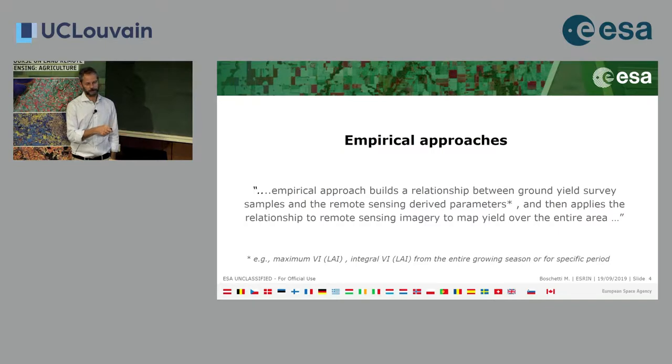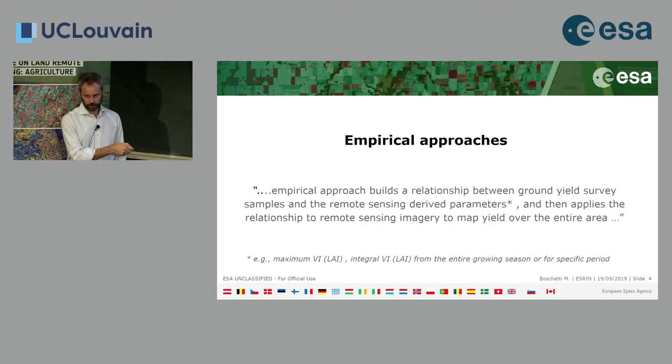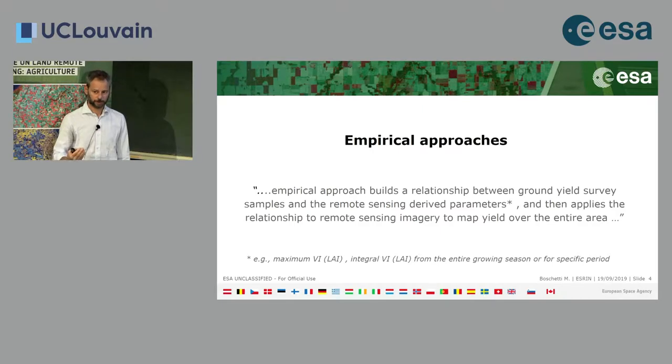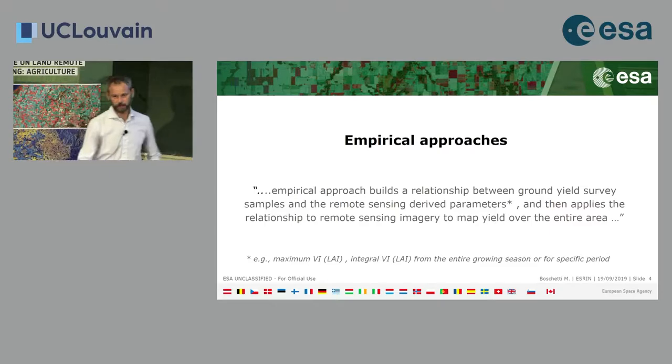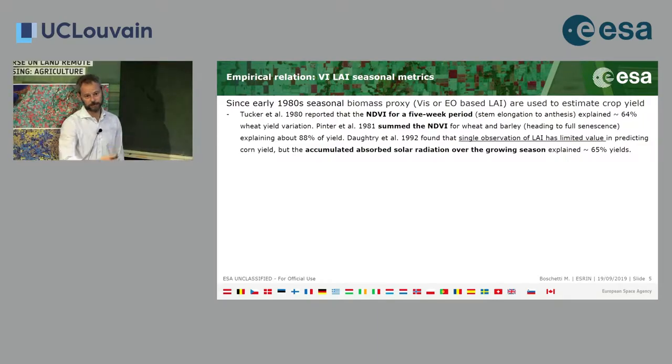Those remote sensing derived parameters are many, but mainly they are in the concept that in the temporal dimension of the data, the VI data, or the maximum VI or LIFAR index, or the integral in time, you have a proxy of the biomass developed, and the proxy of biomass developed is a proxy of the final yield. Okay, so those are the most simple ones that have a root in the late 80s in the study of the father of remote sensing of agriculture. You have those references there.